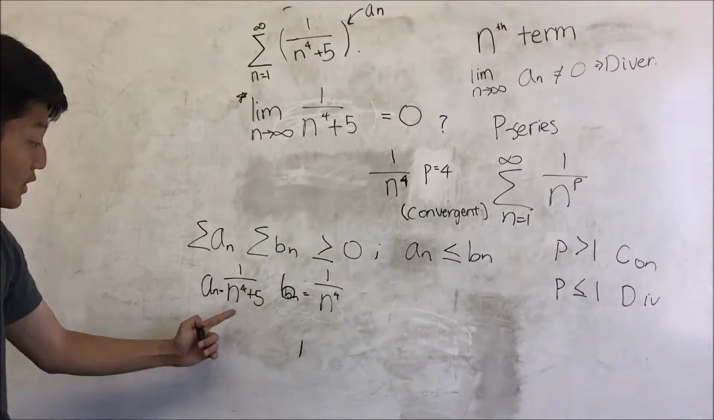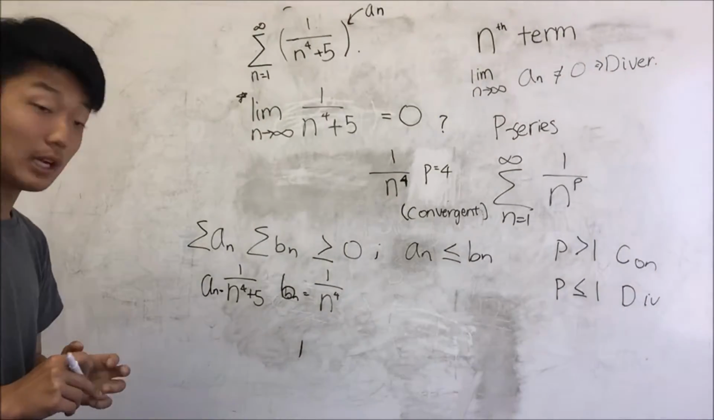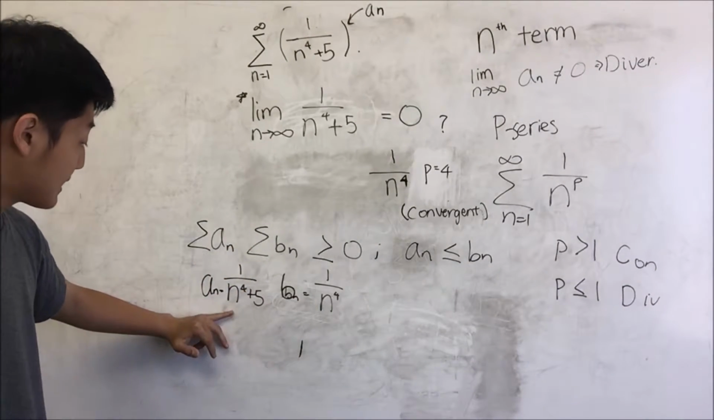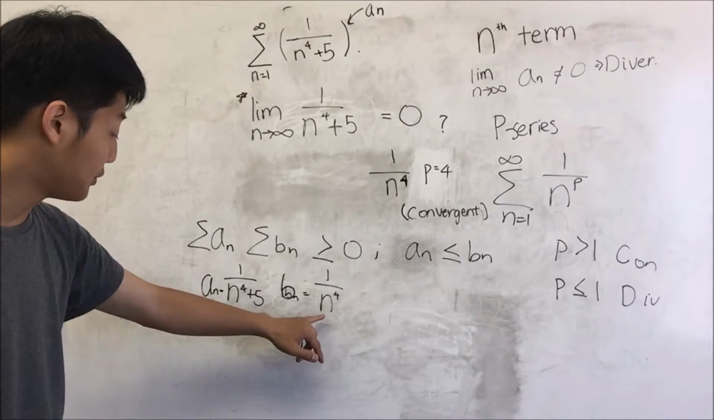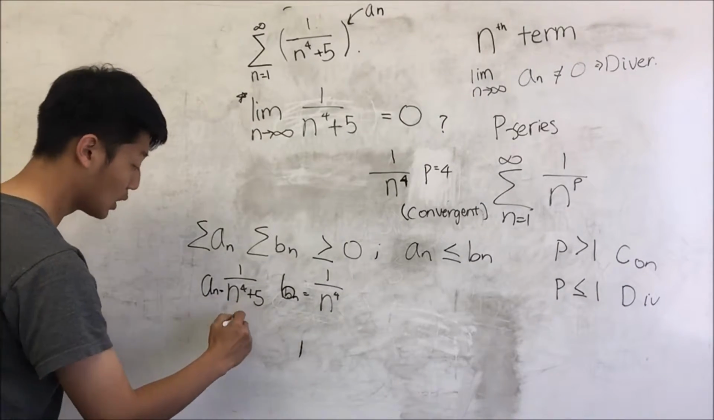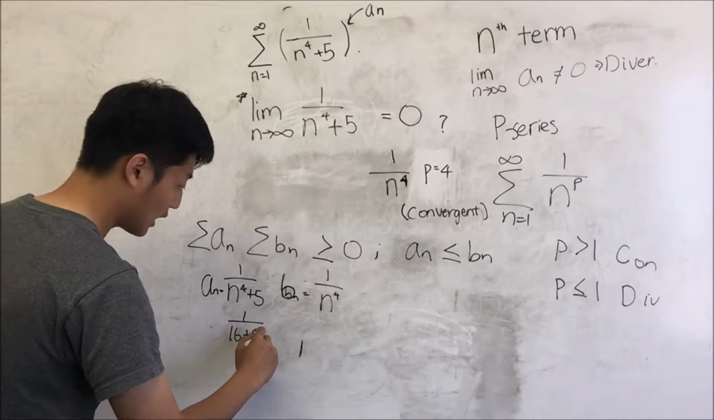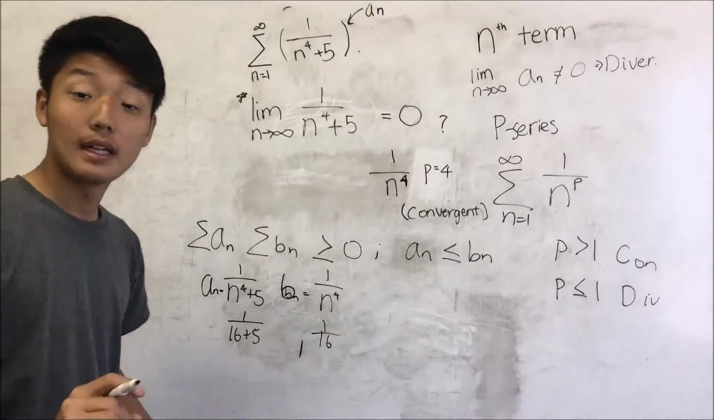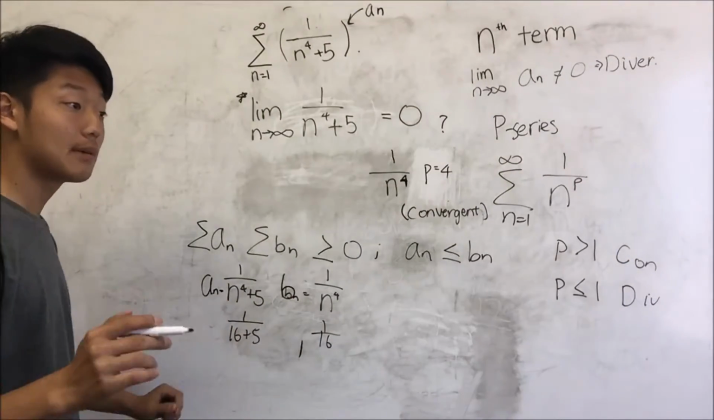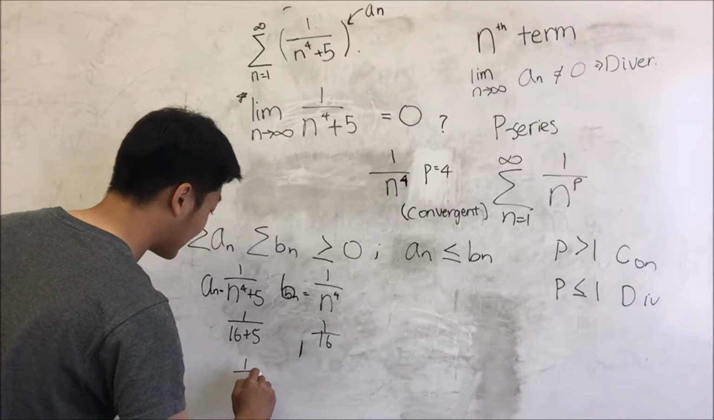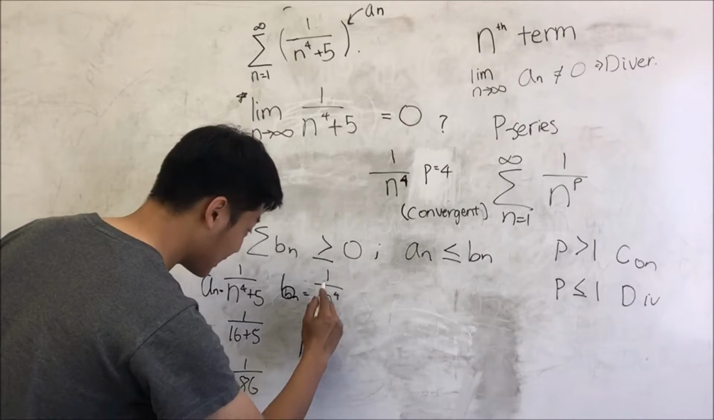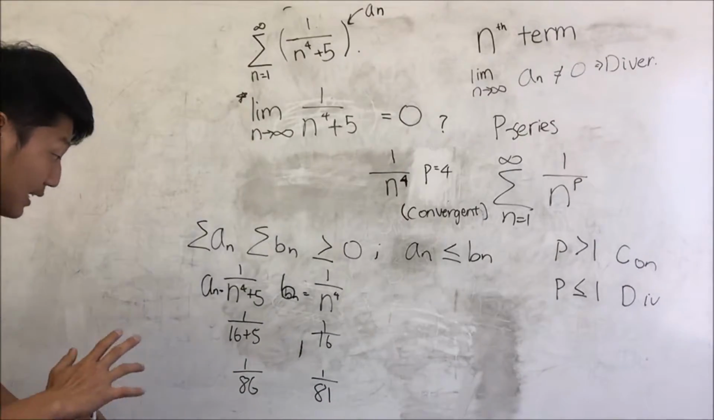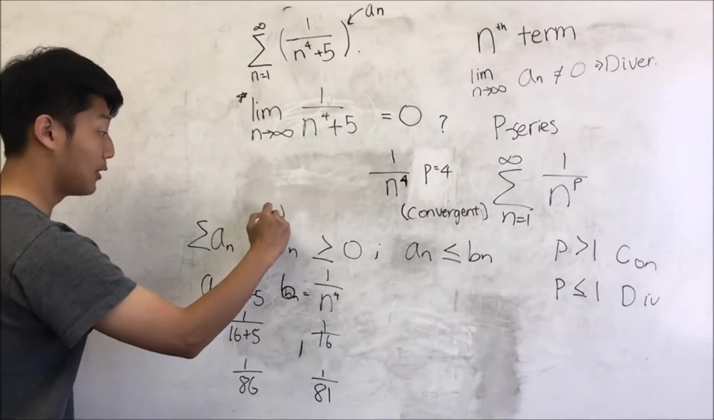Now we have to first prove that these two are greater than 0. Just do not plug in 0. Plug in any number. For example, 2: it will be 1 over 16 plus 5, and 1 over 16, both greater than 0. Let's say I plug in 3. 3 to the 4th: 3 times 3 is 9, and 3 times 3 is 9, so 9 times 9 is 81. So we have proved that this is true for a_n and b_n.